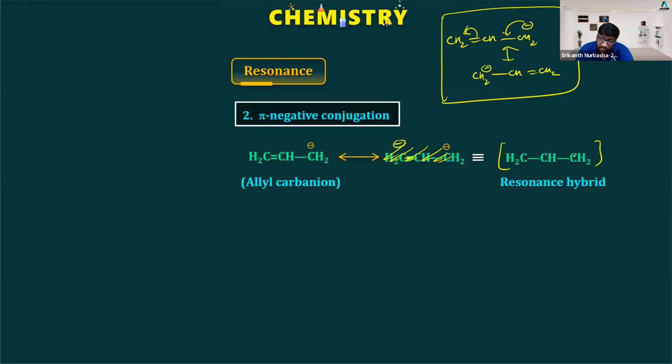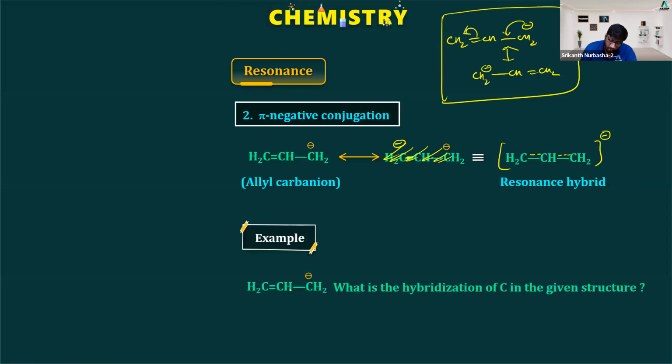And you will have the resonance hybrid in this fashion. The pi electron density is actually moving. So I can indicate the motion of pi electron density throughout with dotted lines and a negative charge present on the other carbon atom. So that can be indicated like this: CH2 double bond CH, CH2 minus.